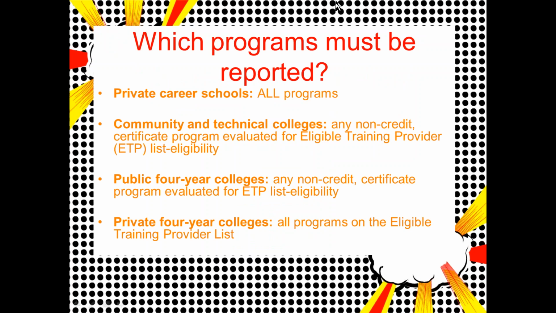Okay, let's talk a little bit about which programs should be reported. If you're a private career school, you need to report all of your programs to us. If you're a community and technical college, we need any non-credit certificate program that you want on our state's eligible training provider list. If you're a public four-year college, we need any non-credit certificate program that you'd like on the ETP list. And if you are a private four-year college, we need all programs that you want on the ETP list, not just the certificate programs.